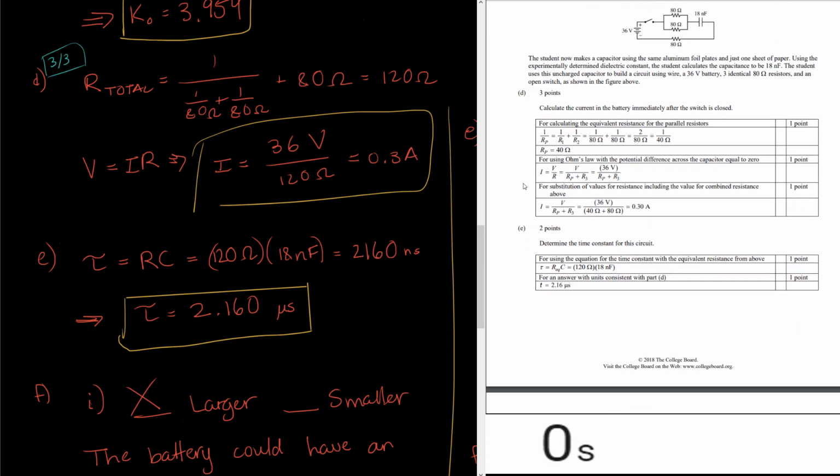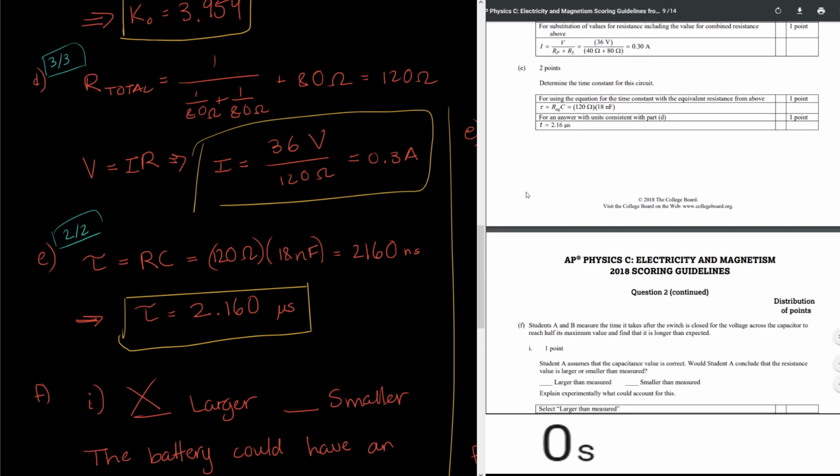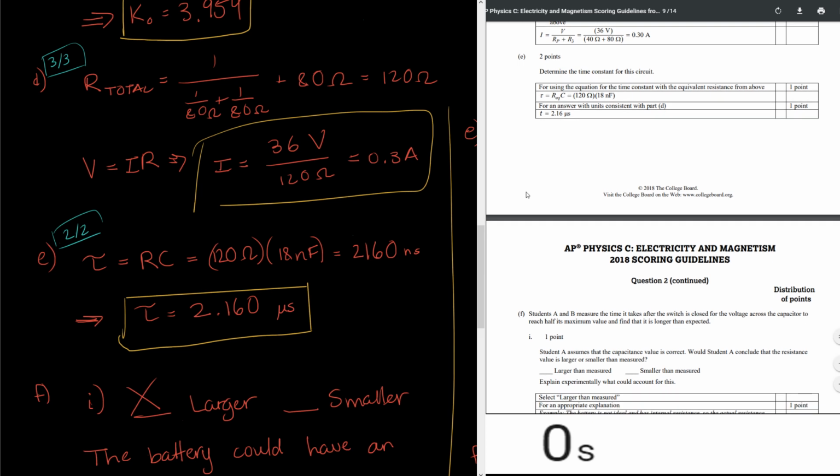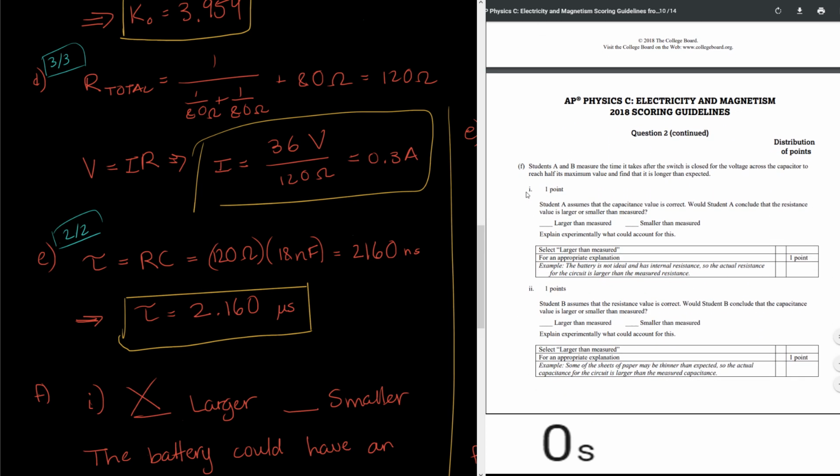Determine the time constant. And this time, we actually get an exact answer, thank goodness. So we do get 2.16 microseconds, and that is 2 points. Feels good to get a little something. I wonder why they switched to the tau font there.